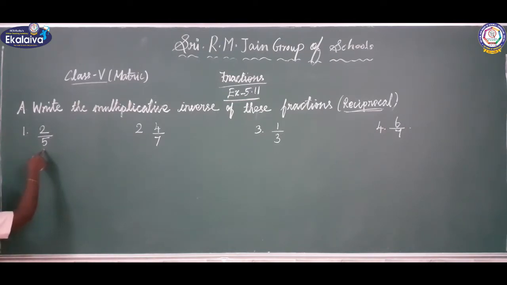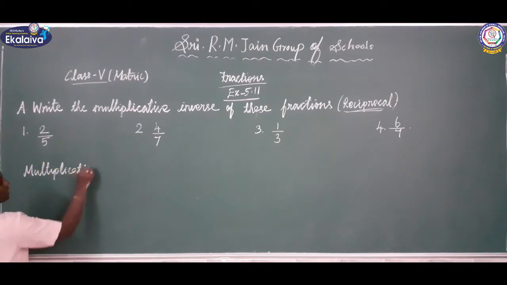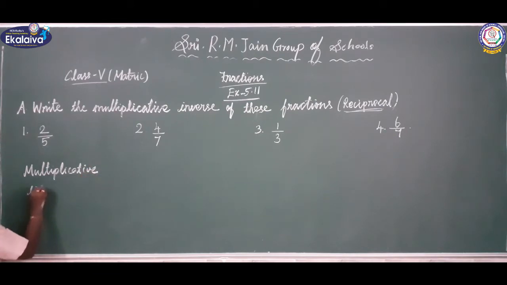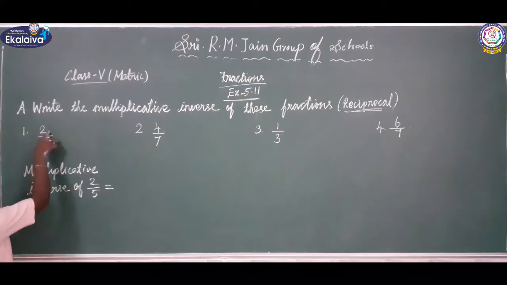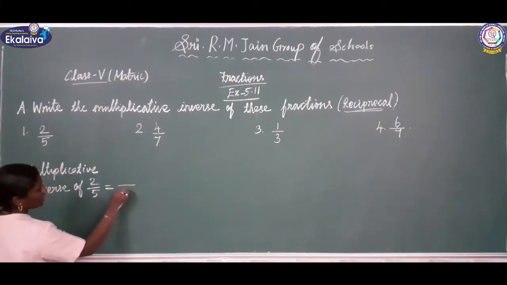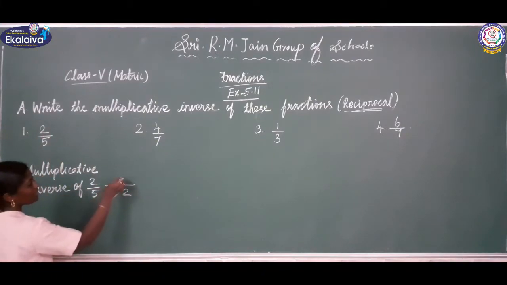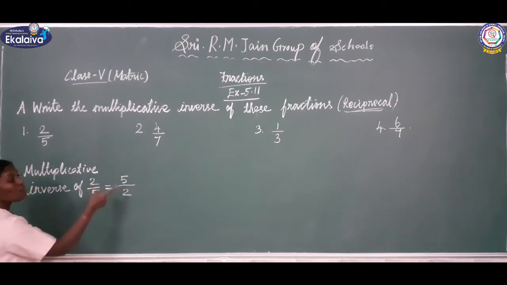Okay, the first fraction is 2 by 5. Multiplicative inverse of 2 by 5. Here multiplicative inverse means we have to write the numerator as denominator and the denominator as numerator. So multiplicative inverse of 2 by 5 is equal to 5 by 2.